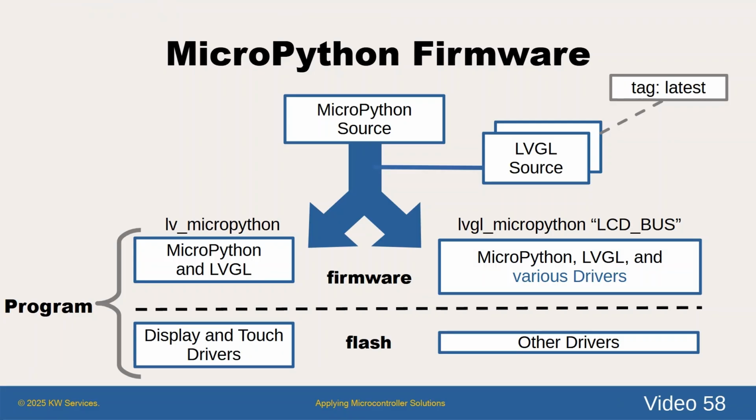First, let's explain the MicroPython firmware. The LVGL library is C code. We build it into the MicroPython firmware to allow us to import it into our MicroPython programs. There are two ways to do this. The standard way uses the LV MicroPython approach that gives us the core MicroPython modules and an LVGL module. To create a program, you add a display and touch driver to the flash drive, and you're ready.